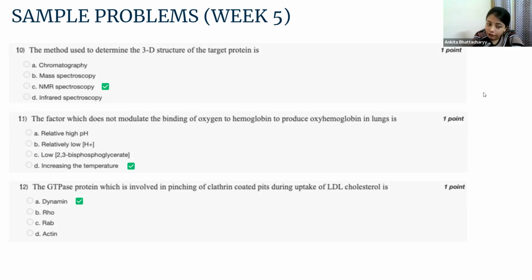Then coming to question number 12, where we are talking about the GTPase protein that is involved in the pinching of the clathrin-coated pits during LDL cholesterol uptake. So for GTPase proteins, there are Ran GTPase, Rho GTPase, Rap, etc., lots of them. But this pinching, particularly of the vesicles that are coated with clathrin, is very well regulated and very finely controlled by the protein known as dynamin. Again, a direct question. It's actually a memory-based question. It's very, very detailed, but yes, it's how you learn new things.